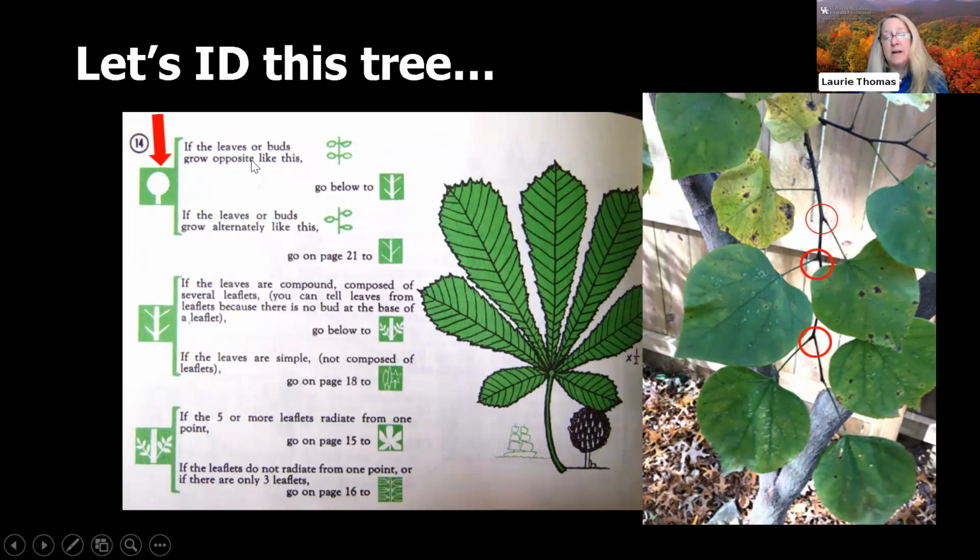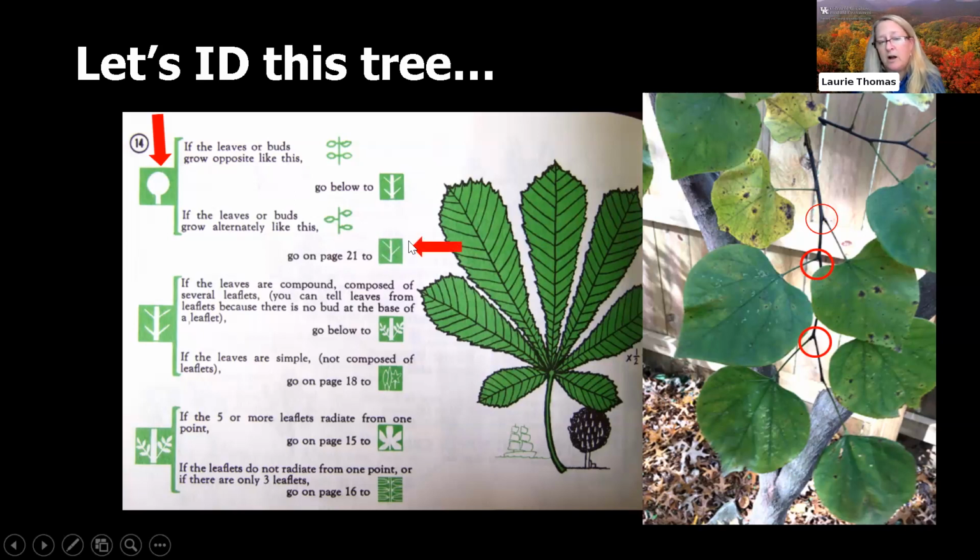Now it's asking us about leaf arrangement. If the leaves or buds grow opposite like this, and it even gives you an example in case you forget what that meant. Or if the leaves or the buds grow alternately like this, and it shows you with this little drawing what that might mean. I've done some circling on our leaves to help it stand out, and hopefully everybody sees that these leaves are arranged alternately on that twig. They kind of zig or alternate on that twig.